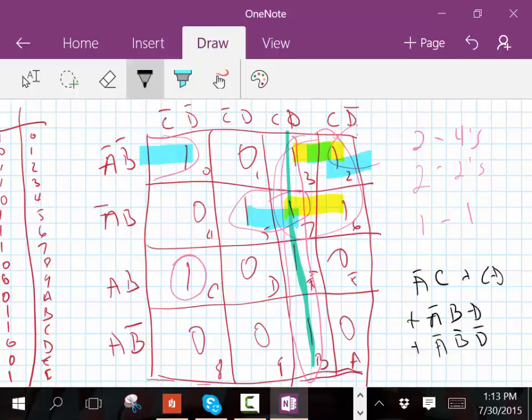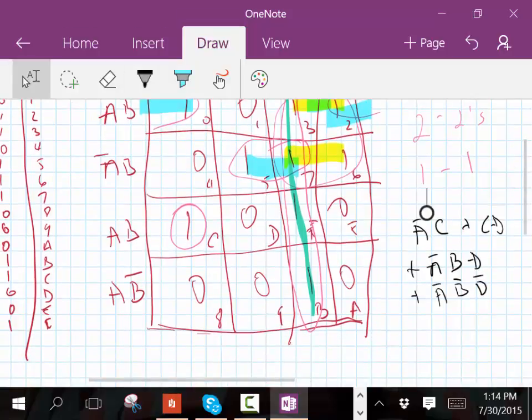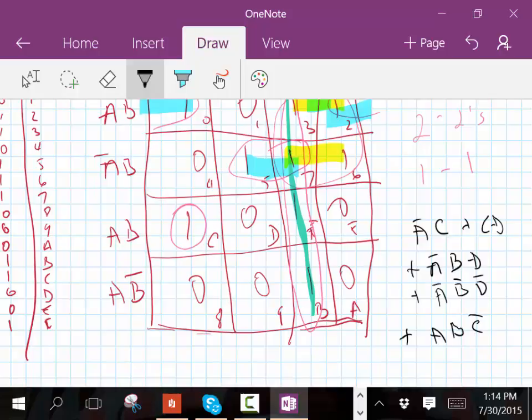And then we have to do our final group of 1. A group of 1 is easy because you just write down what it is. A, B, C naught, D naught, right there. So this is the solution to this particular problem.